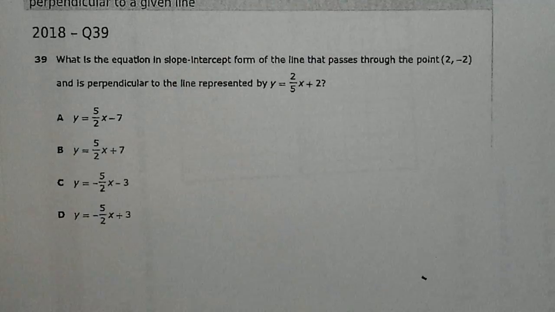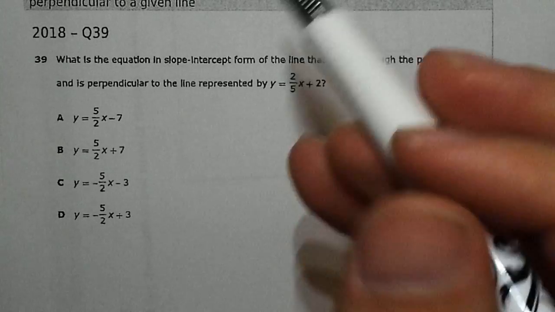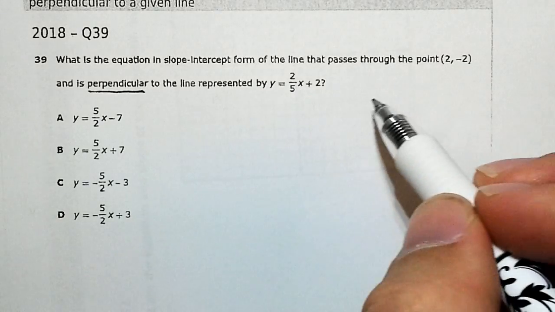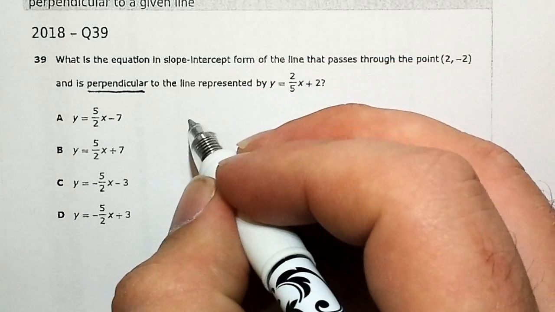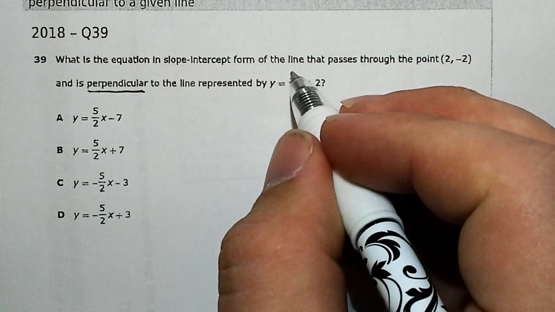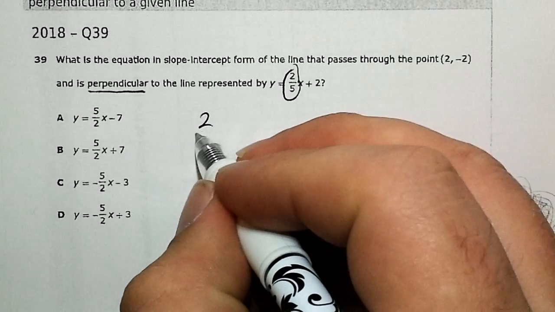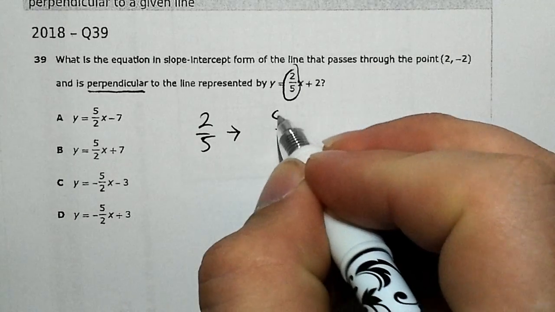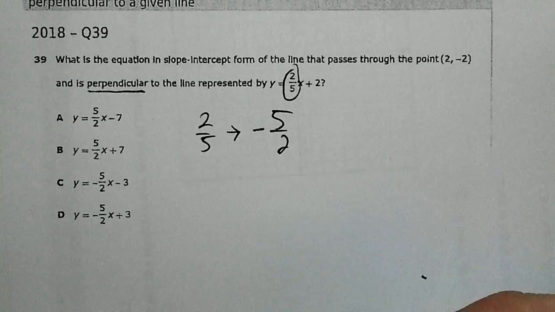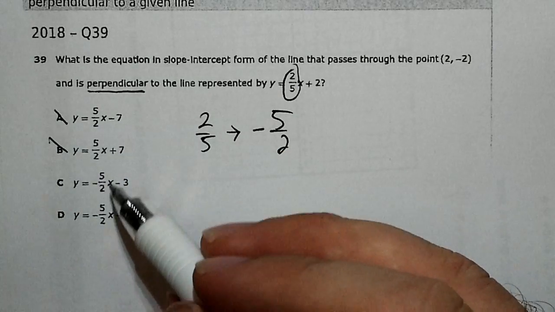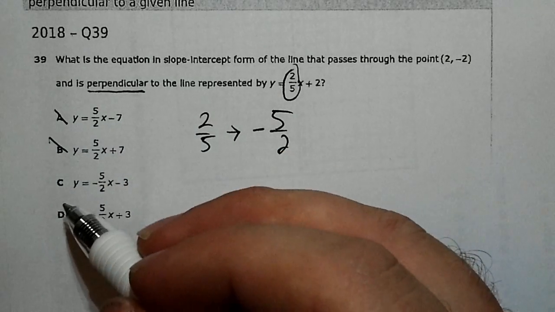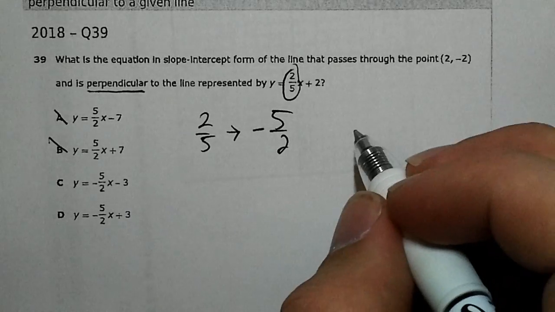Another question says, what is the equation in slope-intercept form of a line that passes through the point (2, -2) and is perpendicular to the line represented by 2/5 x? Well, you have to remember what perpendicular means. You've got to take the slope, and right here is our slope, 2/5. We've got to flip it and change the sign. Looking at my answer choices, this is wrong and this is wrong because they don't have the right sign. These both have the right sign. Now, it's going to be C or D, and we know the slope is -5/2.